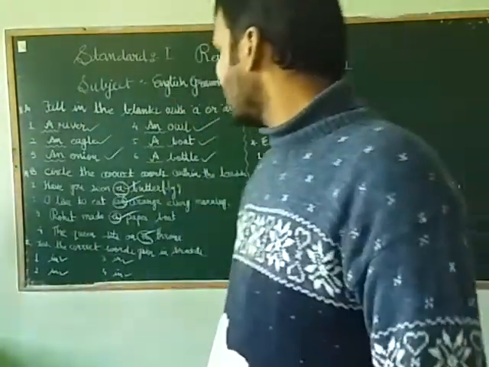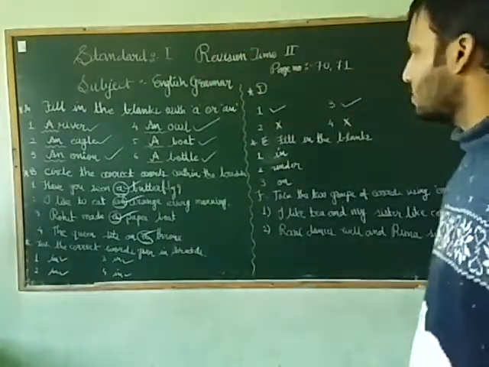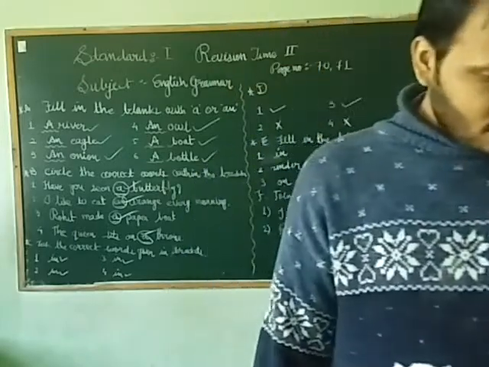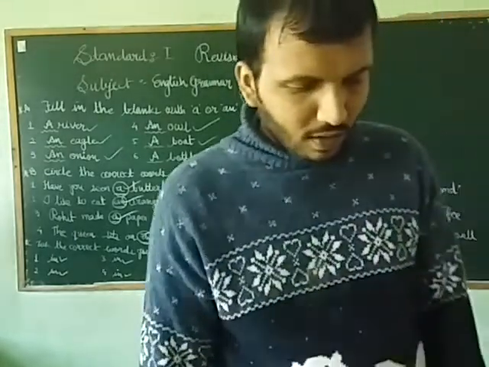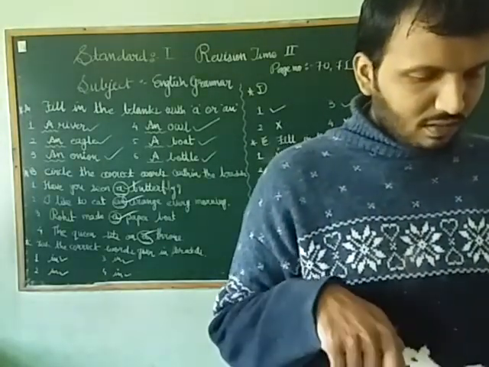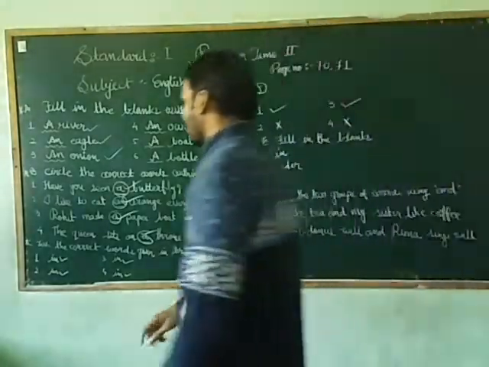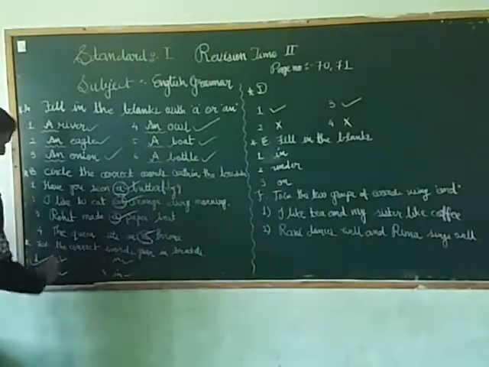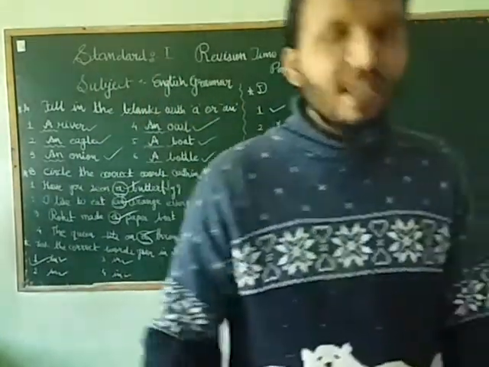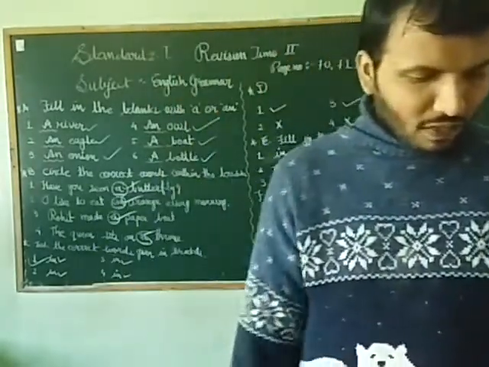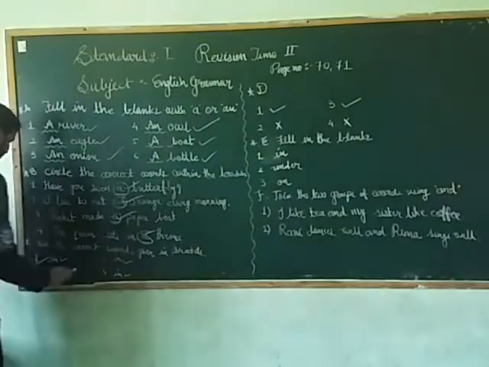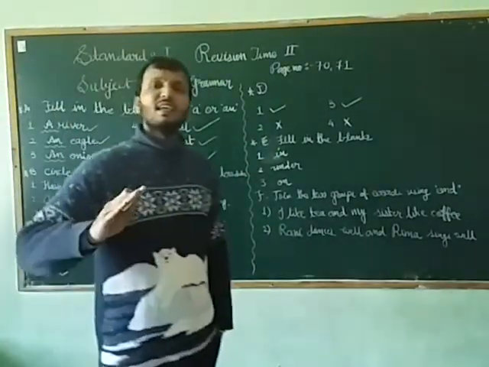Now C number, take the correct words given in the brackets. First number, the children are in or on the class. Answer is in. The children are in the class. Second number, the boat is in the sea. Answer is in. The boat is in the sea.